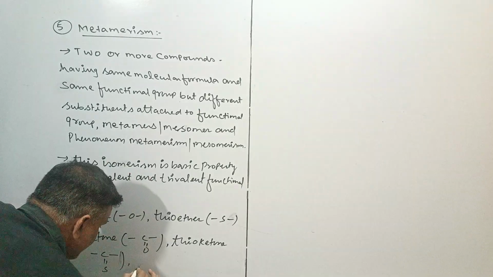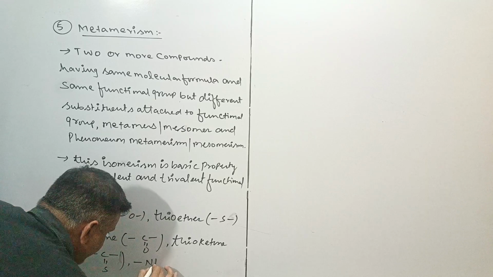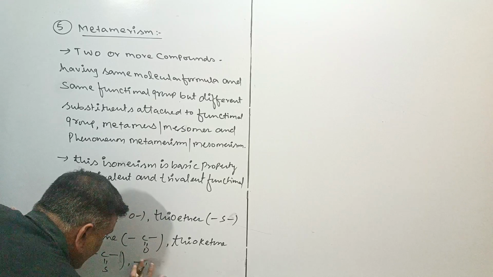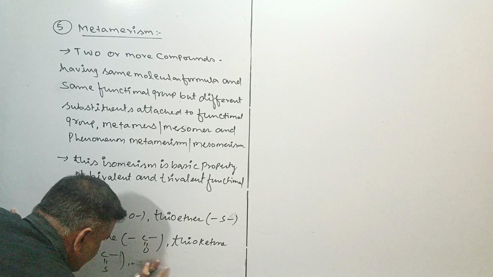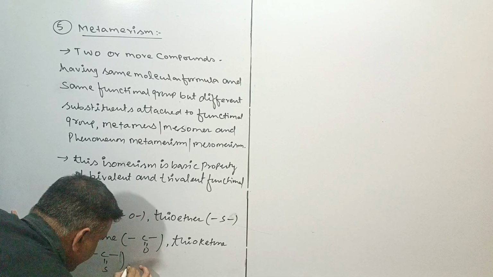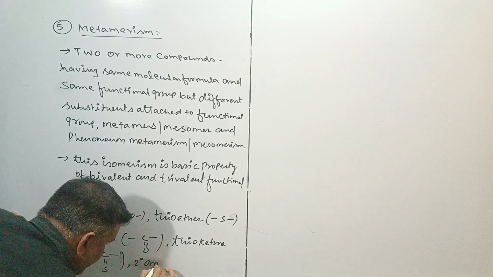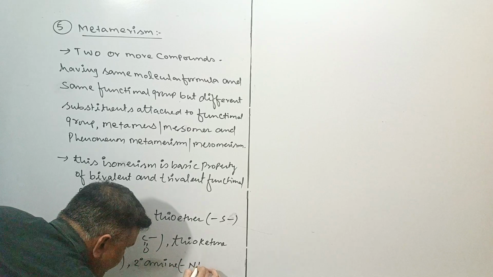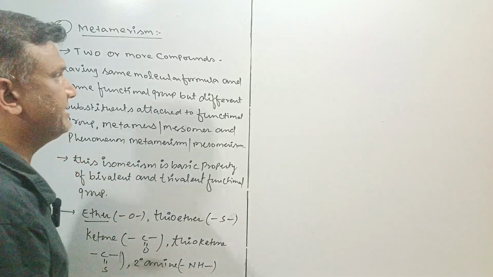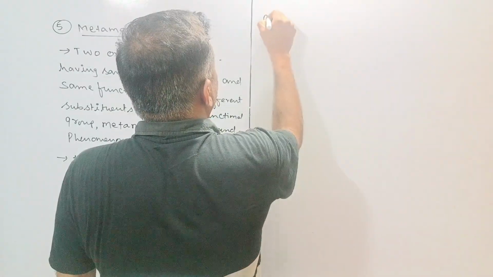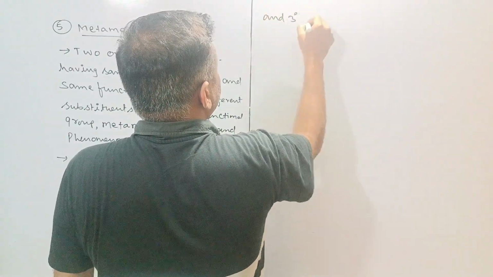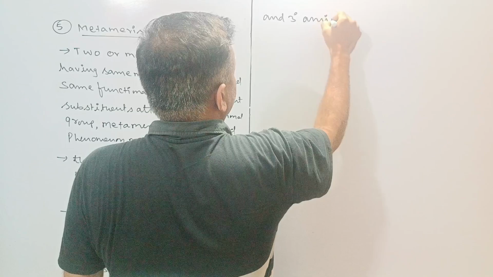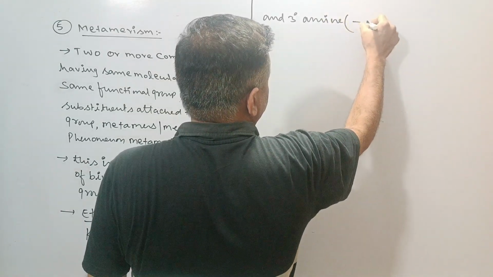Your 2-degree amine. This is the 2-degree amine, as you can say NH, and 3-degree amine. This is the trivalent functional group, etc.